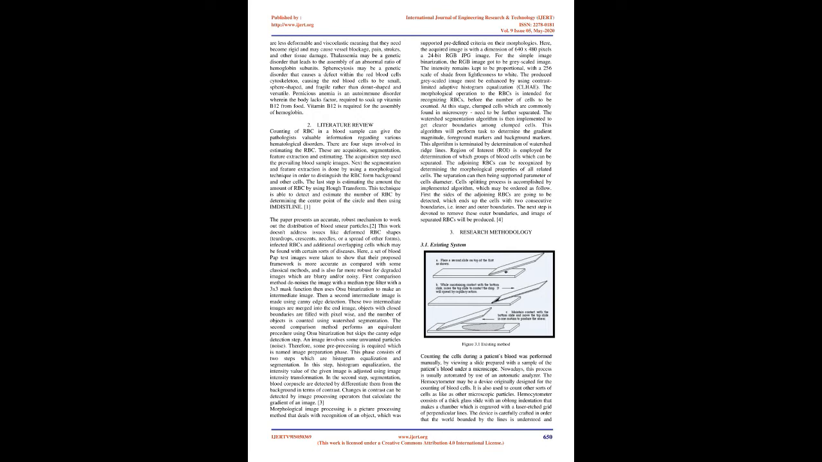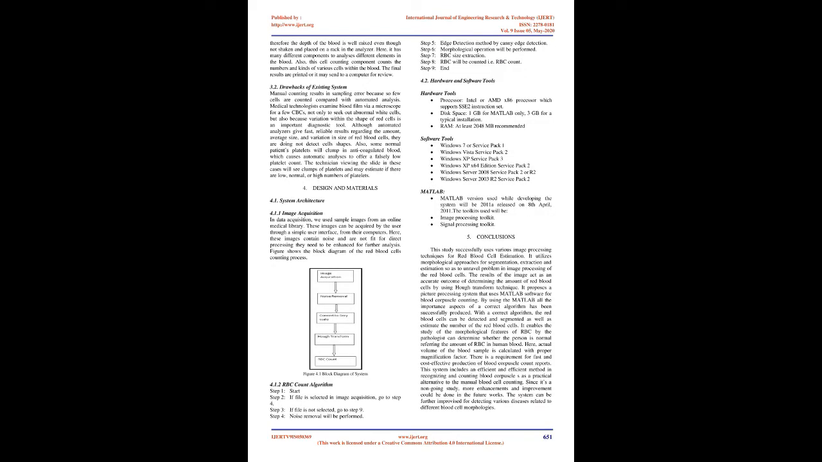An image involves some unwanted particles, noise. Therefore, some pre-processing is required, which is named the image preparation phase. This phase consists of 2 steps, which are histogram equalization and segmentation. In the first step, histogram equalization, the intensity values of the given image are adjusted using an image intensity transformation. In the second step, segmentation, blood corpuscles are detected by differentiating them from the background in terms of contrast. Changes in contrast can be detected by image processing operators that calculate the gradient of an image.